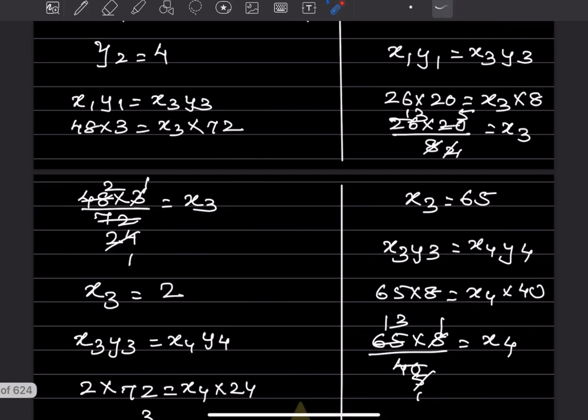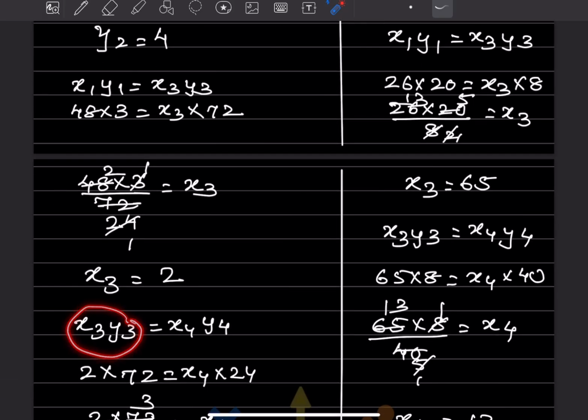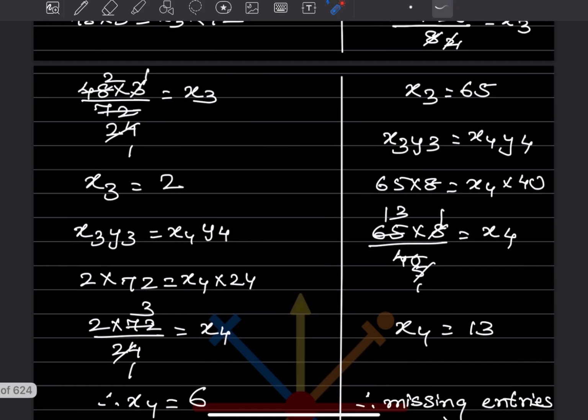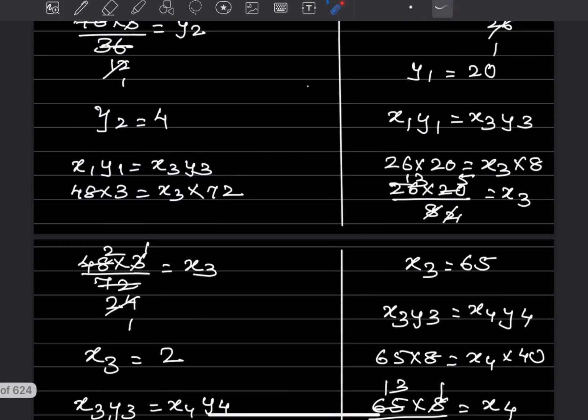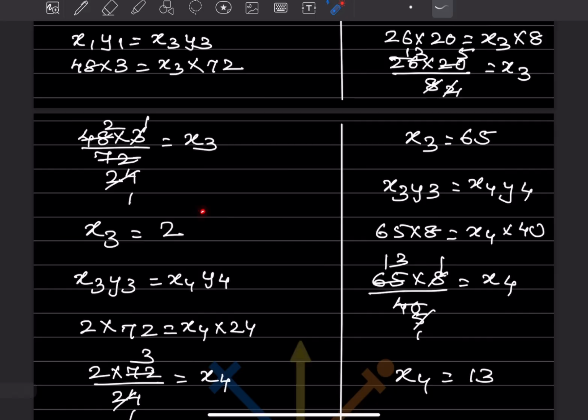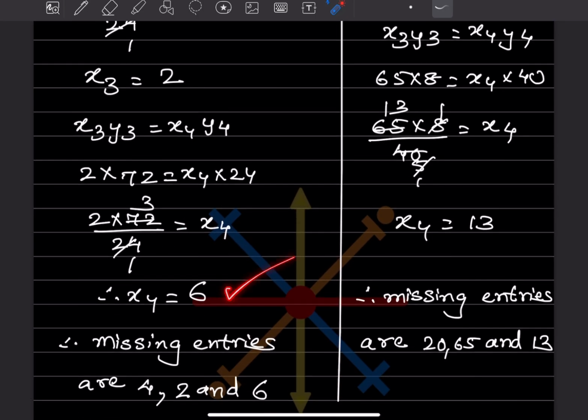We can also do x3 y3 is x4 y4, because we know the values of x3 and y3. So x3 is 2, y3 is 72. We don't know x4, that is what we have to find out, and y4 is 24. This will go on the other side and get divided, that will be x4. So x4 is 6. So we can say the missing entries are x4, that is 2 and 6.